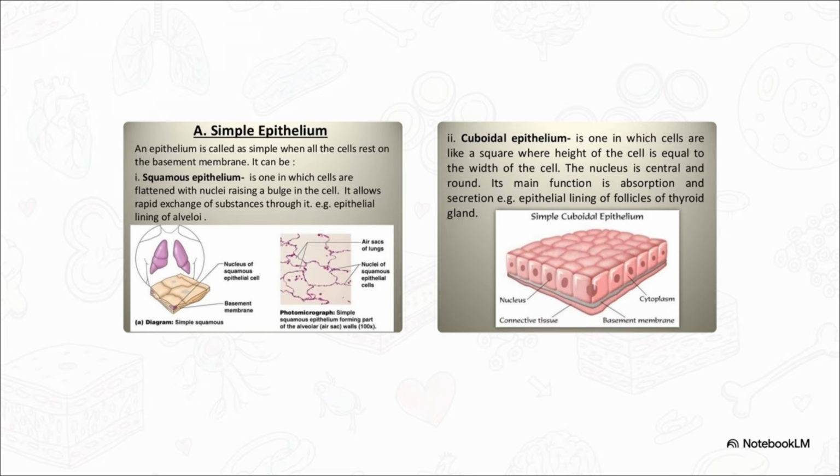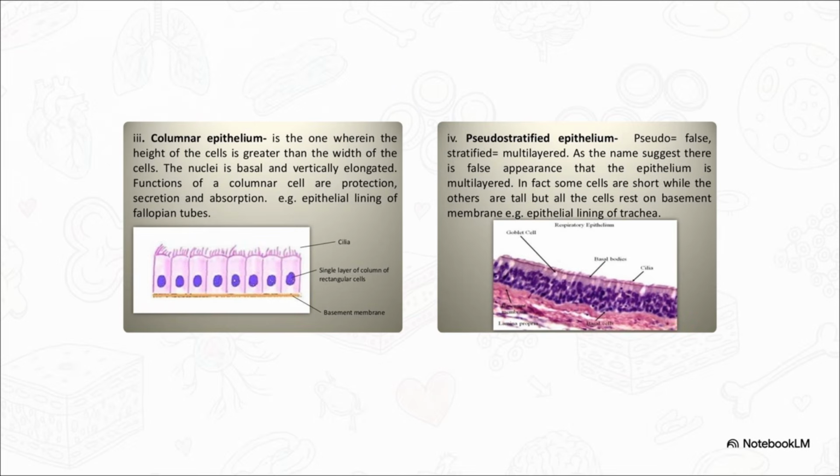On the right, we have simple cuboidal cells. They look like little squares, right? And that thicker, blockier shape makes them perfect for absorption and secretion, kind of like what we see in the follicles of the thyroid gland. Let's see how this builds when we stretch those cells out even further.